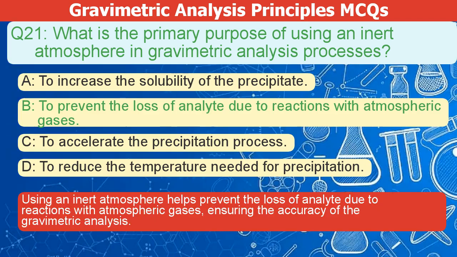The correct answer is B. Using an inert atmosphere helps prevent the loss of analyte due to reactions with atmospheric gases, ensuring the accuracy of the gravimetric analysis.